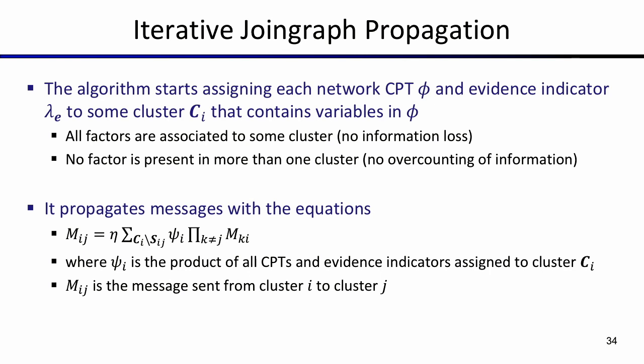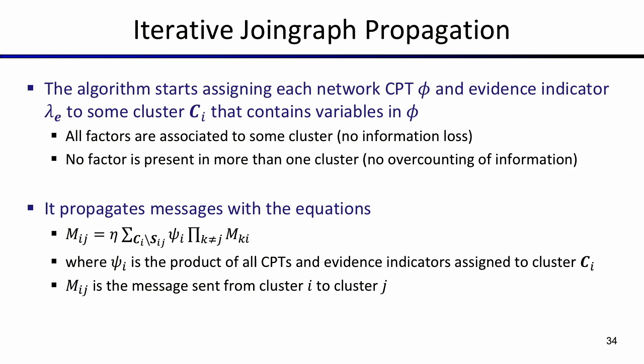So we start with the factors that we have in the network, and we need to associate those factors to the clusters that we have in the joint graph. We're going to do the same thing for the evidence indicators, which we need to associate to some cluster in the joint graph. It's important that every factor in the network must be associated to some cluster in that joint graph, so that there is no information loss and no factor is left unassociated to any cluster.